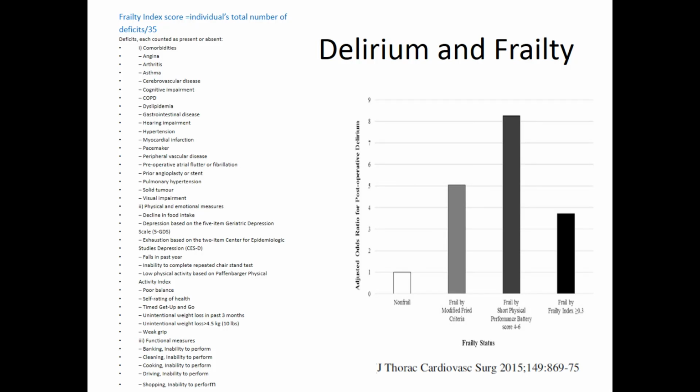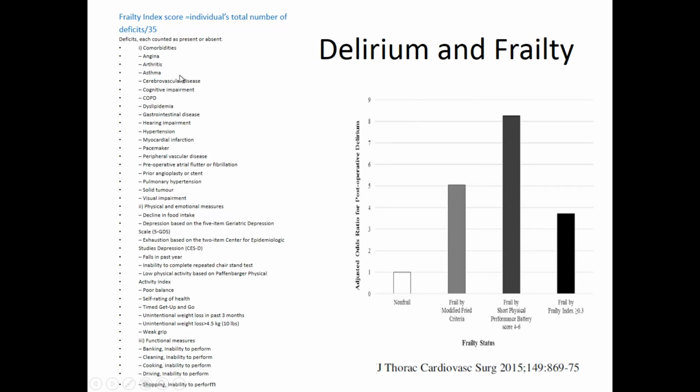Similar to the idea of medical comorbidities is frailty, and this is something that's been more recently looked at and gained some attention in the literature. The more frail the patient, I think this is intuitive, the more frail the person, the more likely they are to become delirious as well. And this graph shows some of the different frailty scores and the likelihood for developing, in this case, postoperative delirium. Needless to say, the higher the frailty score, the higher the likelihood of developing delirium.